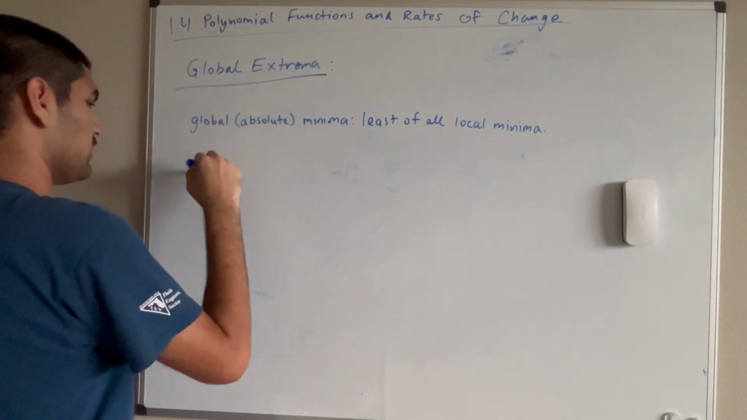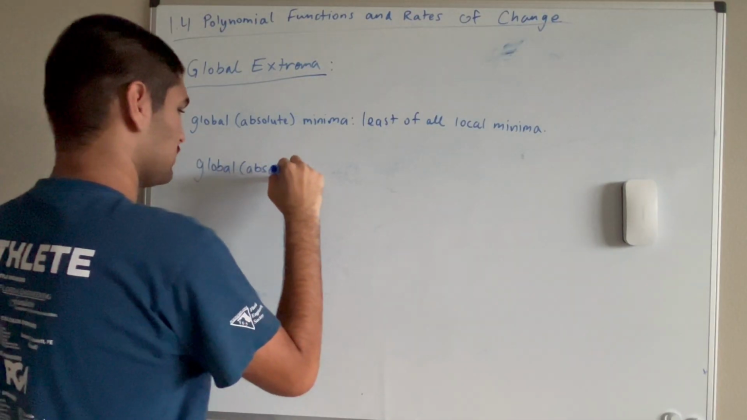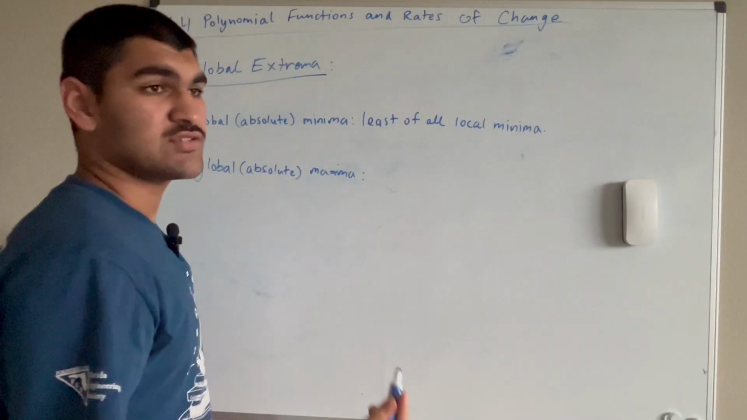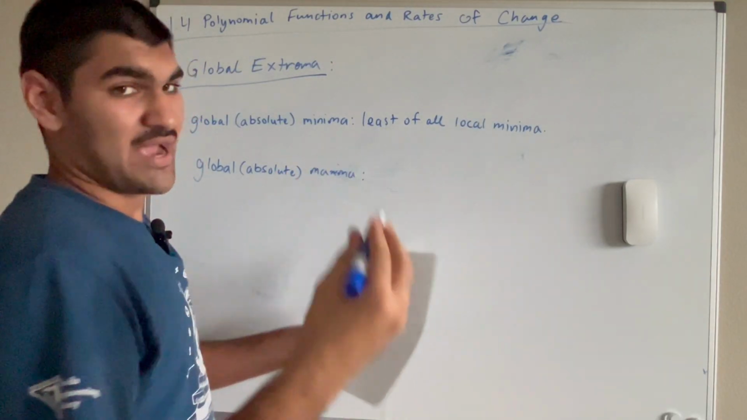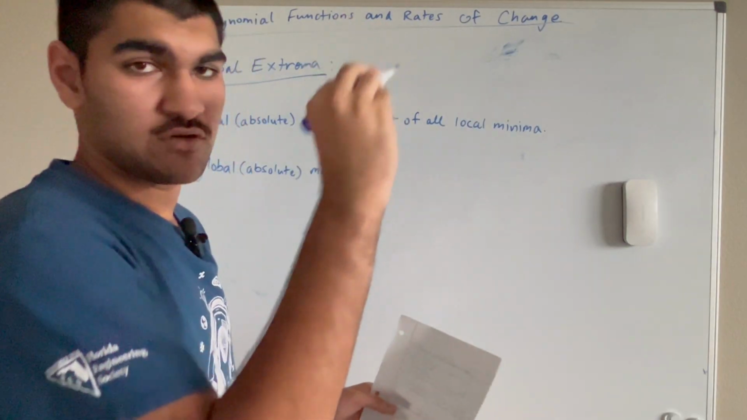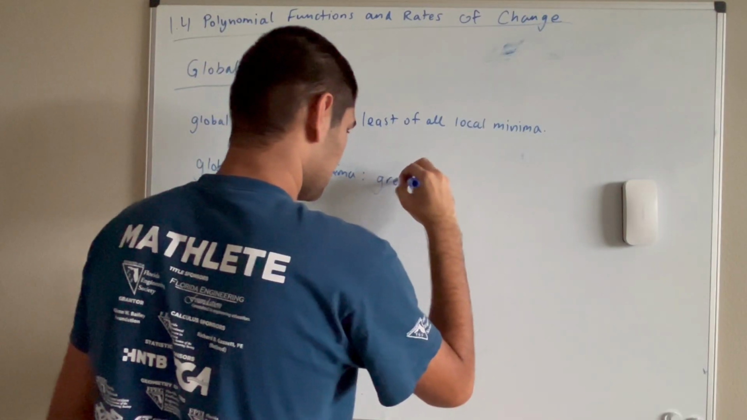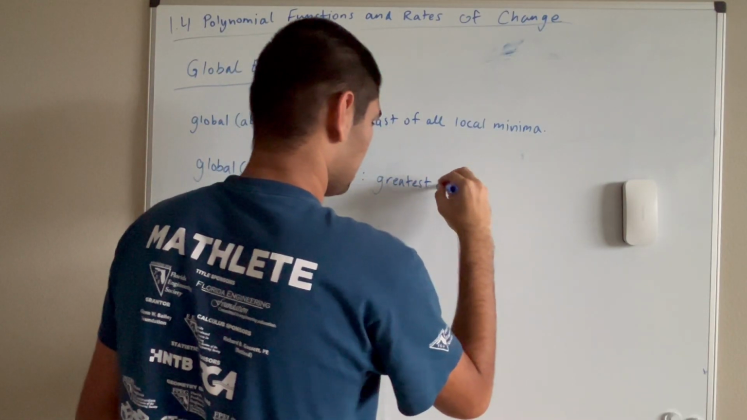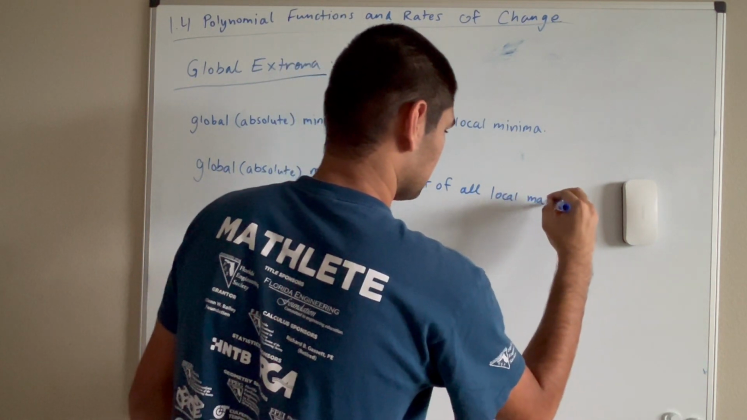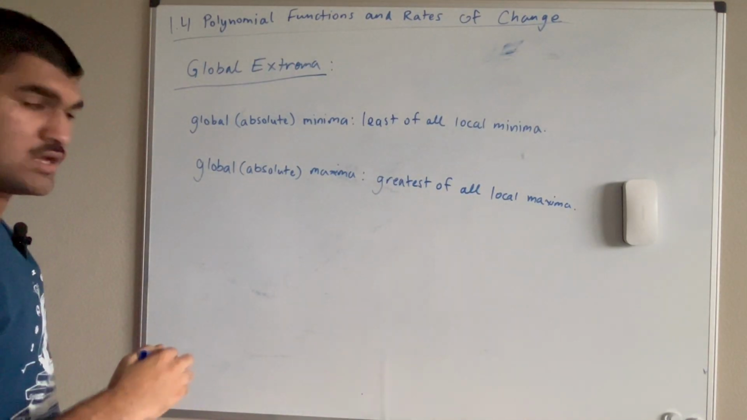And similarly, the global or absolute maximum is the greatest of all the local maxima. So again, if you have several local maxima, the greatest of those is the global maxima. So greatest of all local maxima. Okay, again, let's illustrate with some examples.